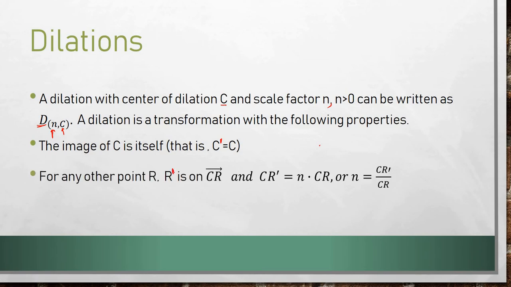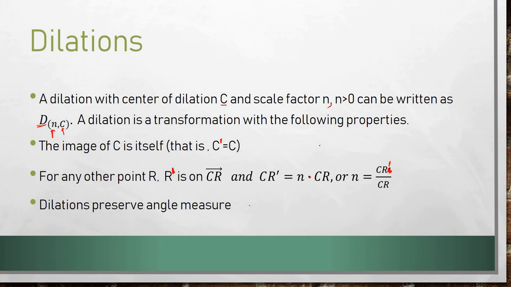For any other point R, R prime is on the line CR, the line starting at the center of dilation and passing through the original point. And CR prime is n times bigger than CR. It should be a prime up there. Or in other words, CR prime divided by CR, the dilation divided by the original, gives you the n, or the dilation factor. So we're taking something and multiplying it twice as big or 3 times as big, or even in some cases smaller, half as big.